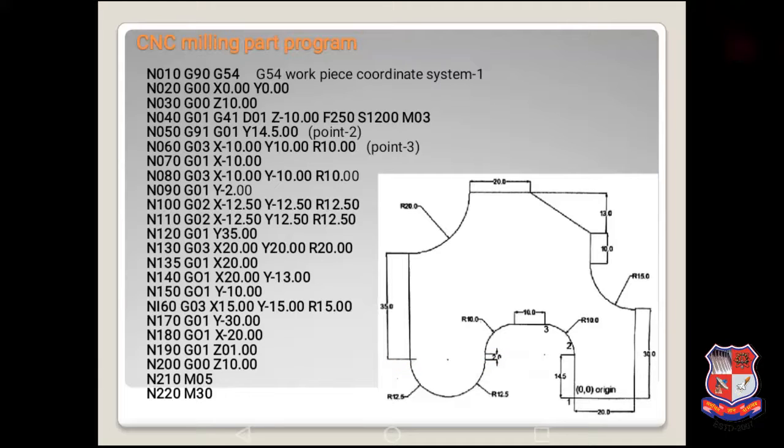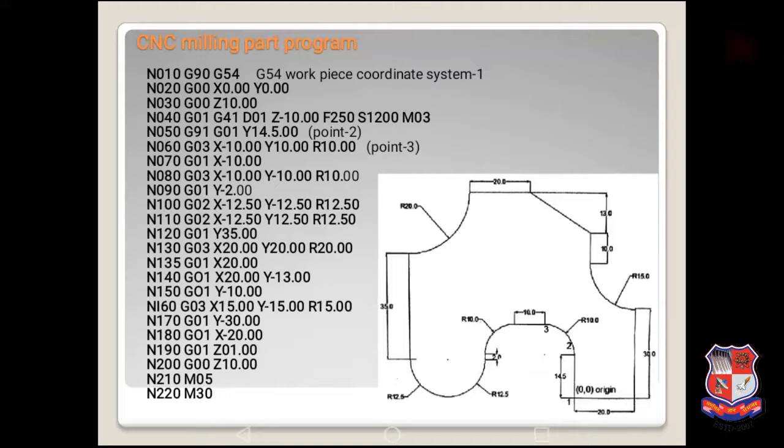Here we divide the arc in two parts. So we wrote G02 with X minus 12.5 with Y minus 12.5. Both are in minus because X is moved towards the left direction, and also below the 0 point.